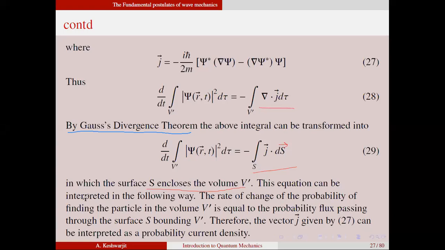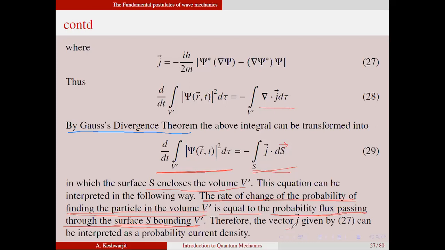This equation can be interpreted in the following way. The rate of change of the probability of finding the particle in the volume V prime, which is given by this left hand side, is equal to the right hand side. Its physical meaning is the probability flux passing through the surface S bounding V prime.